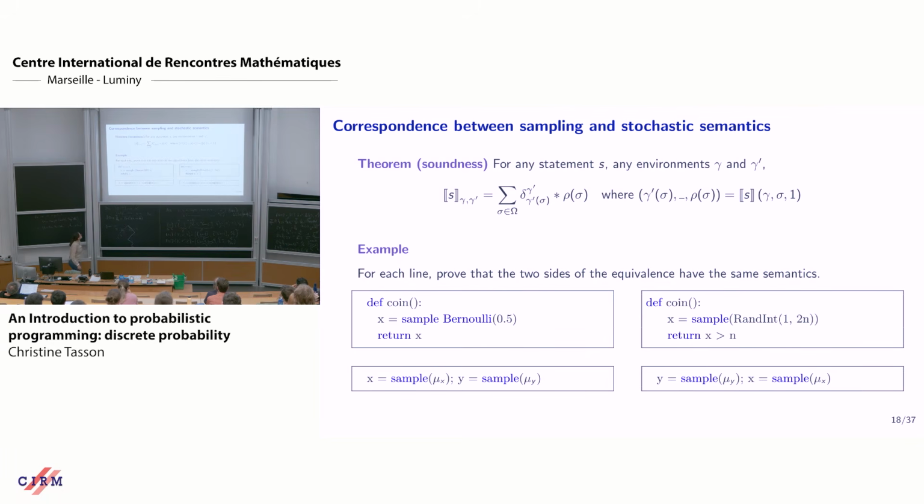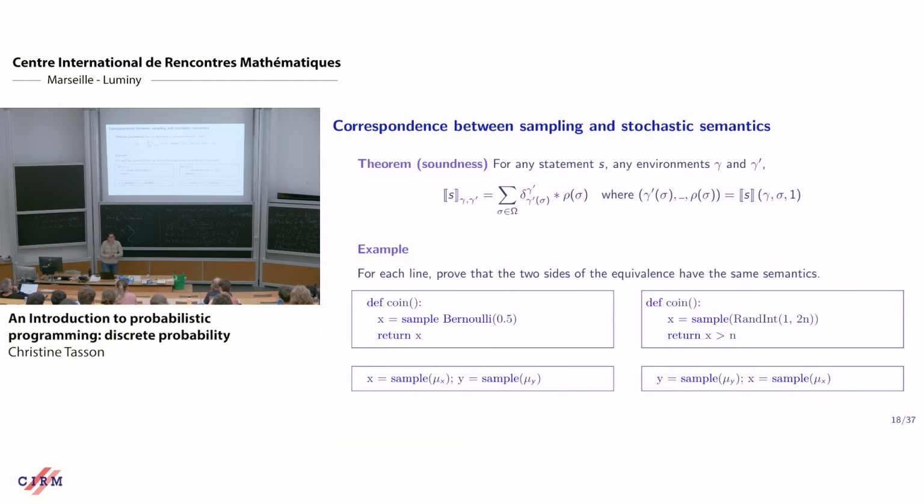This is a soundness theorem that says that for any statement S and any environments gamma and gamma prime, the probability that performing S starting from gamma we get gamma prime is equal to the sum over all sampling traces of getting gamma prime with probability rho, where gamma prime, rho is the sampling semantics of S performed from gamma, sigma, starting with probability 1. This is a complicated statement of how we have done the same thing twice.